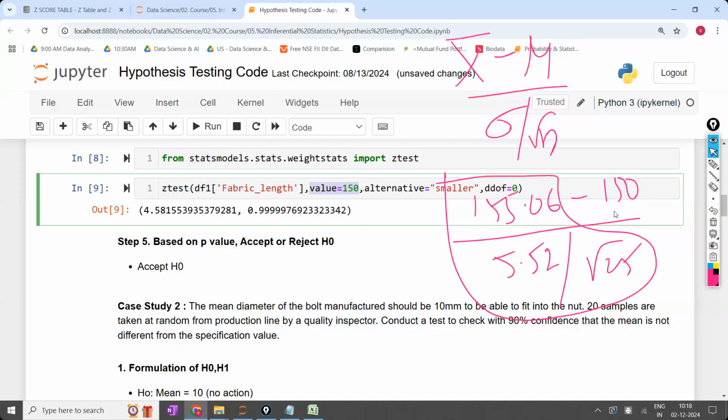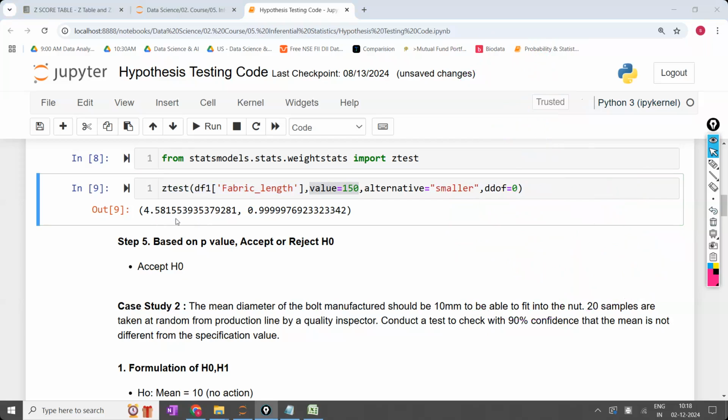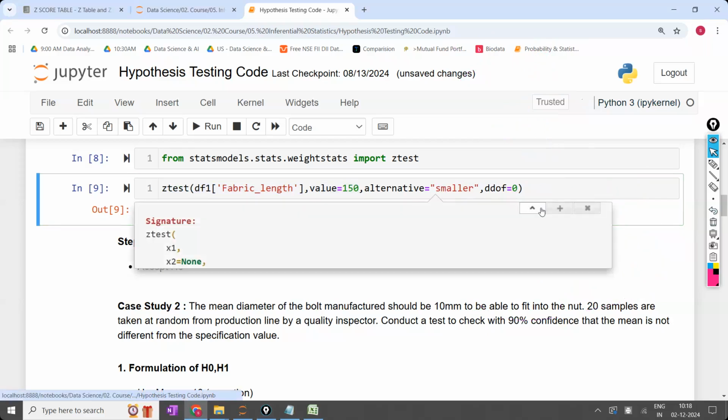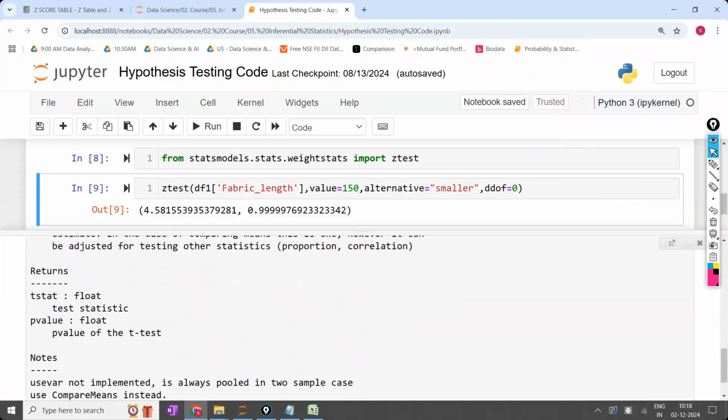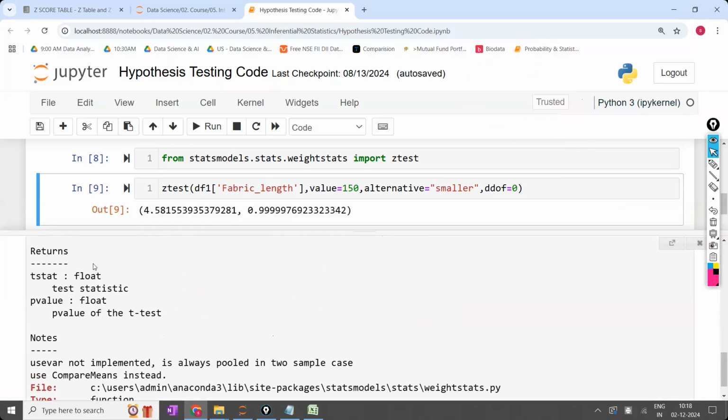Fabric, what fabric have you selected? It is for 200 centimeters you have to do. Who knows? Now, you are applying for 150, and for 150, what is that here? You are going to get two values. This function is going to return two values. Can you see what the two values are? Test statistic value and p value. Two values it is going to return.